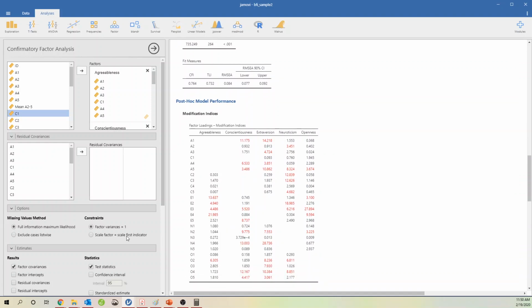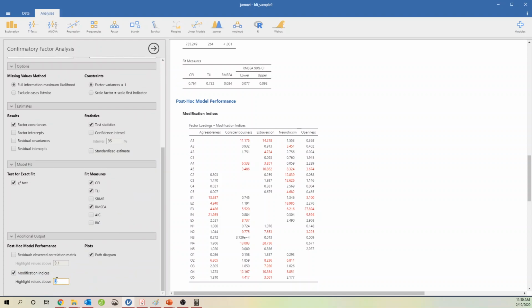Now, why are these red? You can choose how much of an improvement is important to you. So if you only want a minimum improvement of 20 in your chi-square, you can set that, and it's just going to re-highlight just the ones that improve your confirmatory factor model by at least 20. So it's not doing anything fancy there. It's just saying, okay, if you do this, you do that, it'll be better.